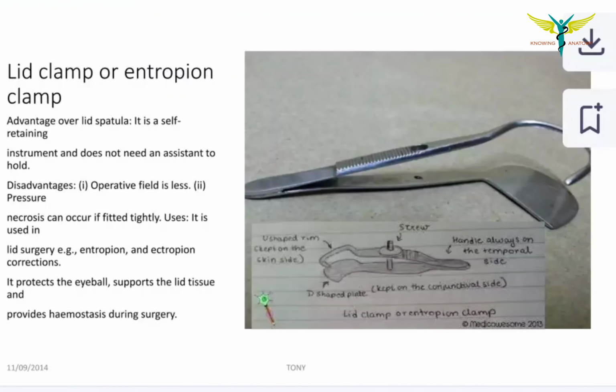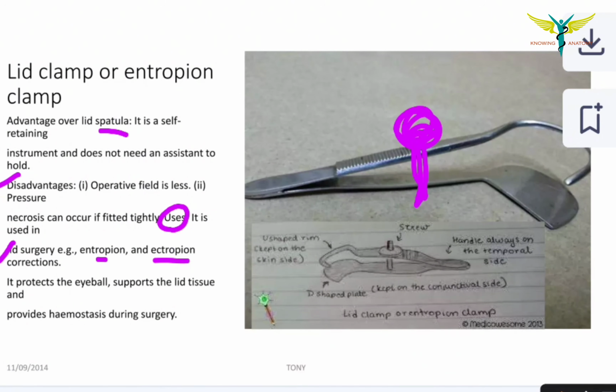The lid clamp or entropion clamp. It is a self-retaining instrument. There will be a screw here to hold the instrument in place. It has an advantage over the lid spatula. It is a self-retaining instrument. As I said, there will be a screw to hold the instrument in its position. Disadvantage is the operative field is less. Pressure necrosis can occur if fitted tightly. And uses. It is used in lid surgeries, for example entropion surgeries, ectropion surgeries. It protects the eyeball, supports the lid tissue and provides hemostasis during the surgery.